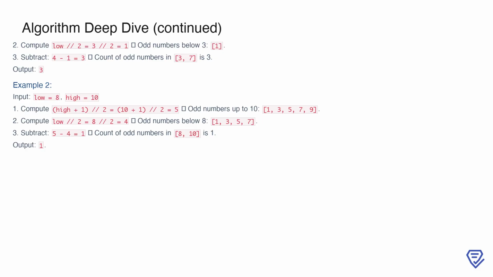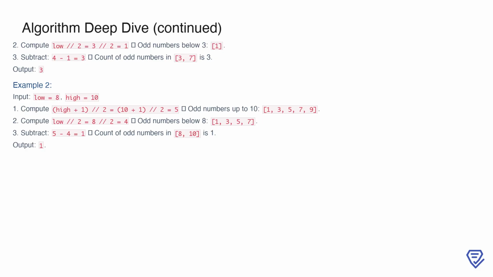For the second example, let's take low equals 8 and high equals 10. We compute (high + 1) / 2, which is (10 + 1) / 2 equals 5, corresponding to the odd numbers up to 10: 1, 3, 5, 7, 9. Then, low / 2 is equal to 8 / 2 equals 4, representing the odd numbers below 8: 1, 3, 5, 7. Subtracting these, 5 - 4 equals 1, gives a count of one odd number in the range [8, 10].